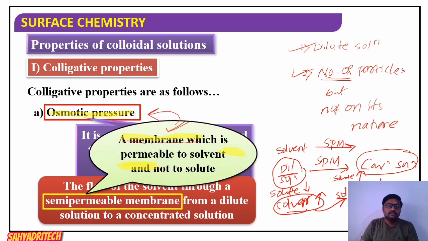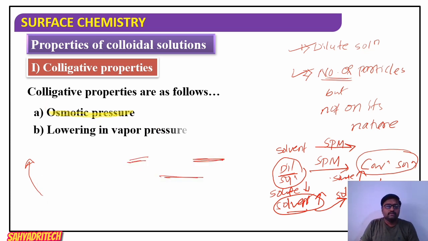Similarly, here we said semi-permeable membrane. What is that? A semi-permeable membrane is a membrane which is permeable to solvent molecules but not to solute particles. Why are we saying semi-permeable? Semi means partially permeable, which allows only one kind of particles, or selective particles, to pass through. So a semi-permeable membrane is permeable to solvent molecules but not to solute particles.